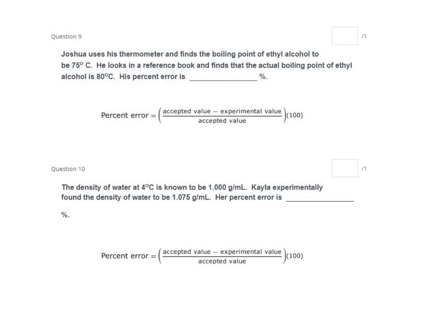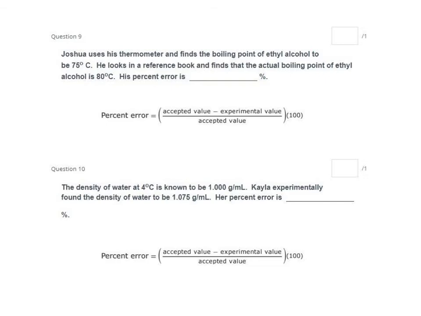All right, questions 9 and 10 are related to percent error. So number 9 says Josh uses his thermometer and finds the boiling point of ethyl alcohol to be 75 degrees Celsius. He looks in a reference book and finds that the actual boiling point of ethyl alcohol is 80 degrees Celsius. His percent error is what?